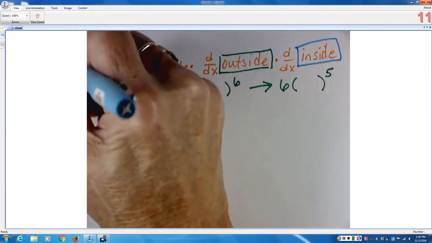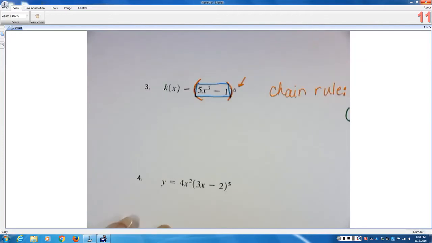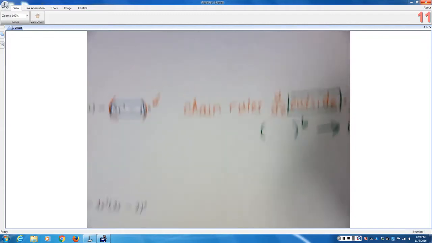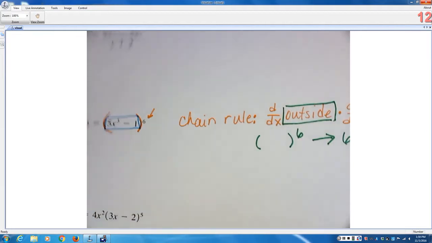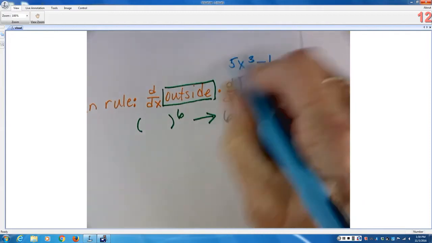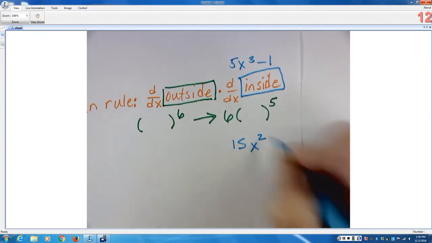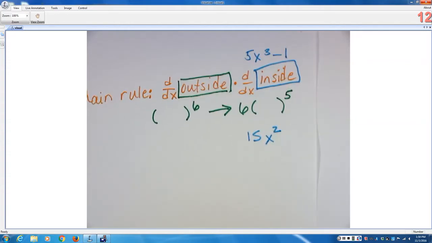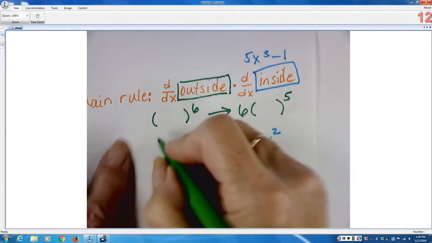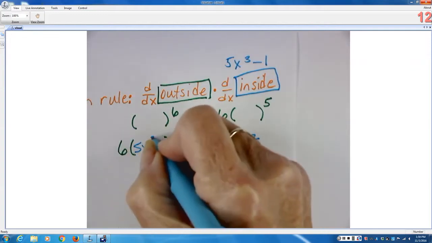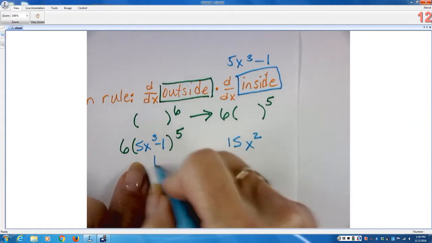And this is what's on the inside, 5x cubed minus 1. So the derivative of the inside, which is 5x cubed minus 1, is going to be 3 times 5 is 15x squared minus 0, which we won't write down. So for the outside, we take this 6 times parentheses to the fifth, put what was inside back inside, and then multiply by the derivative of what's inside.